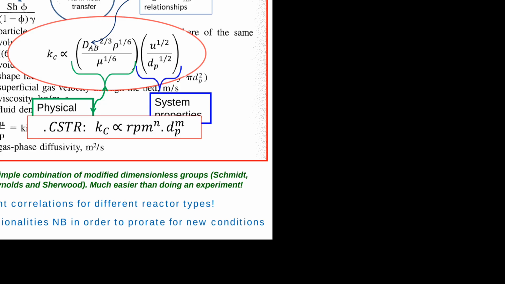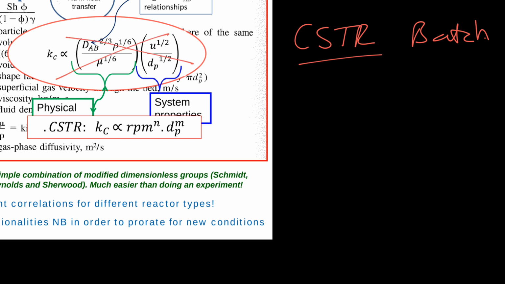For CSTR and batch reactors, once again, please just be warned that you should not use the Thoenes-Kramers correlation, which was specifically derived for packed bed reactors, where you have this linear velocity that you can calculate by considering the reactor geometry. Rather, in these two reactors, no single correlation exists that can describe Kc.